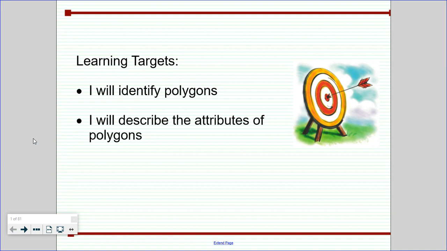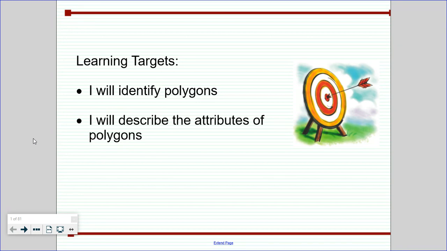So here are our learning targets for today. First, I will identify polygons, and if you're not familiar with that word, polygons, I am about to tell you what it means, and to describe the attributes of polygons. Remember, the word attributes means ways to describe something.